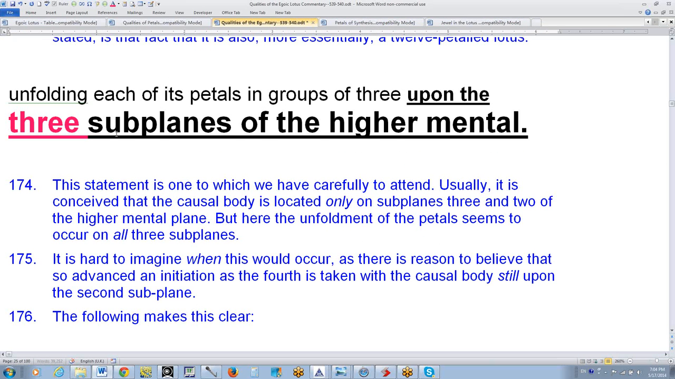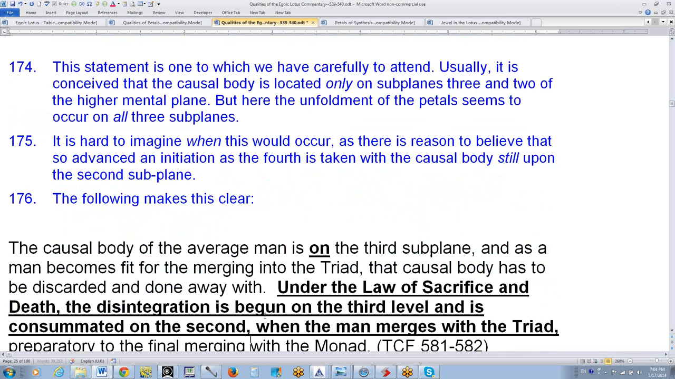Right. So this statement is one we have to carefully attend. So usually it is conceived that the causal body is located only on subplanes 3 and 2 of the higher mental plane, but here the unfoldment of the petals seems to occur on all three subplanes. This is problematic. It would only have to do with the sacrifice petals, if any. It's hard to imagine when this would occur, as there is reason to believe that so-called so advanced initiation as the fourth is actually taken with the causal body still upon the second subplane. And maybe the following will make this clear.